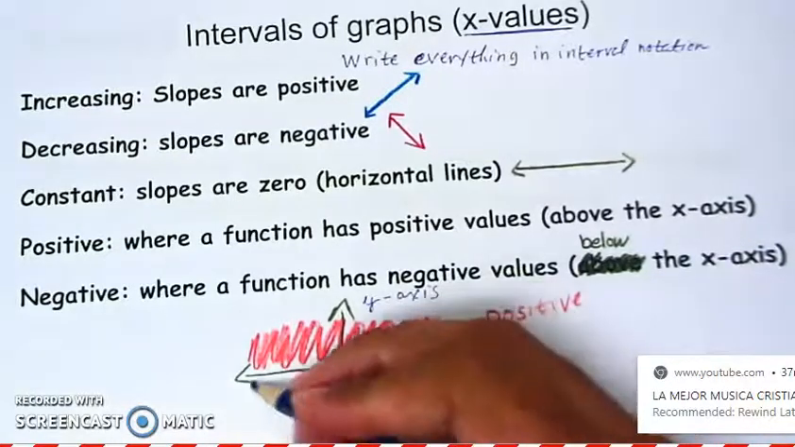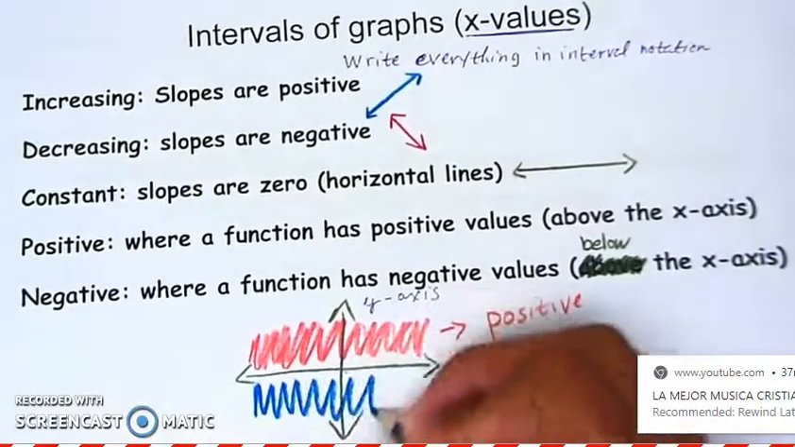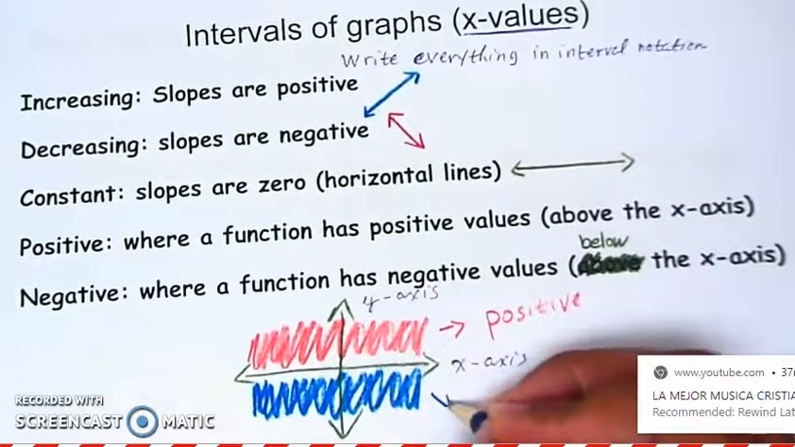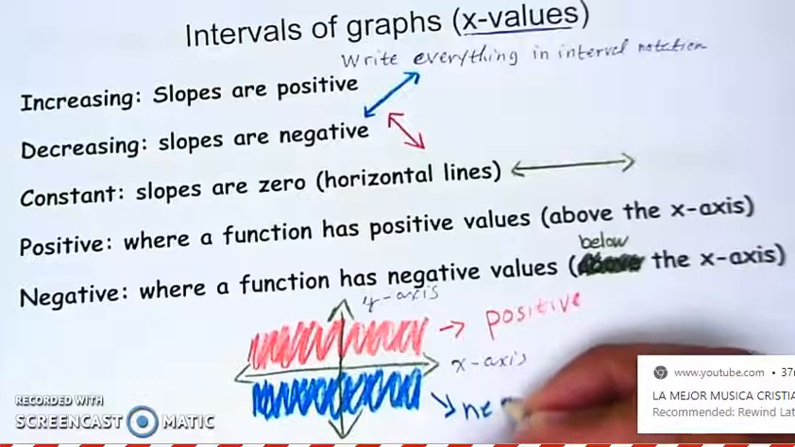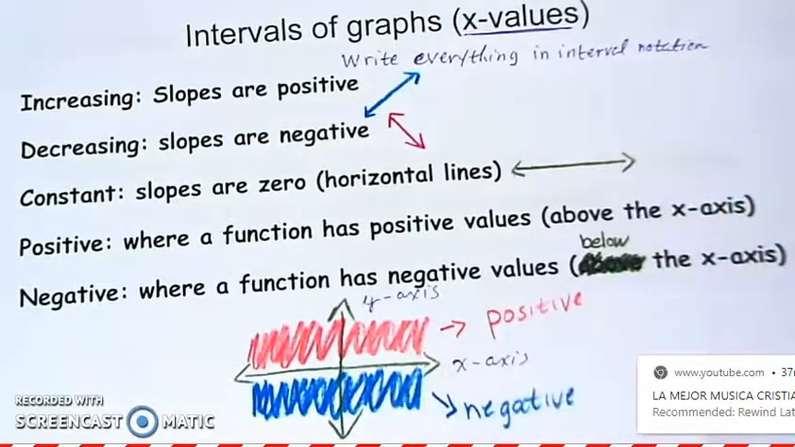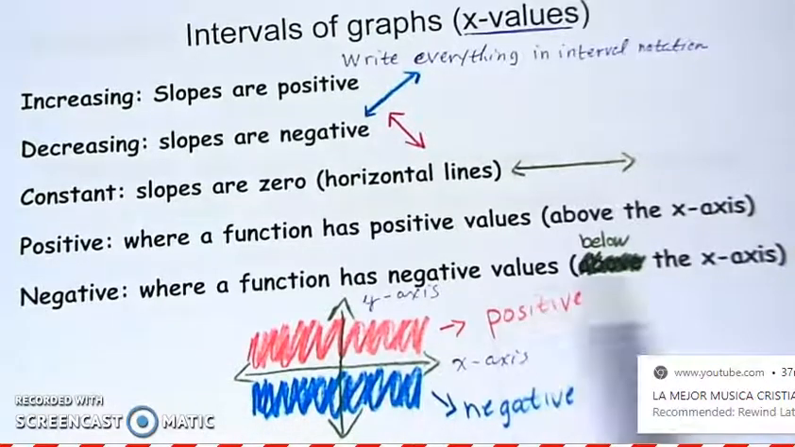Anything that's below the x-axis is negative, that's a horrible, bad place. It's like if you die, you go down, that's supposed to be the bad place. If you go up, it's a good place, the positive place. So if it's above the x-axis, it's positive. If it's below the x-axis, it's negative. All right, so now let's go to an example about this.